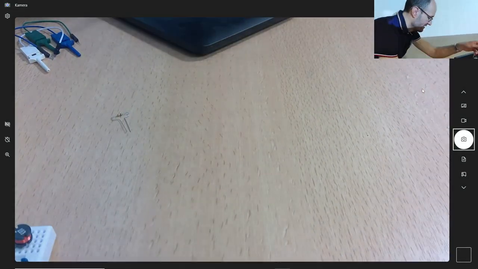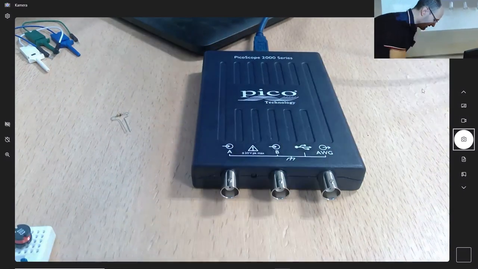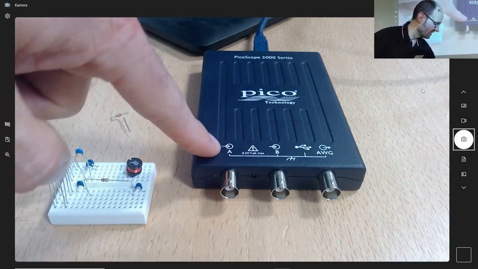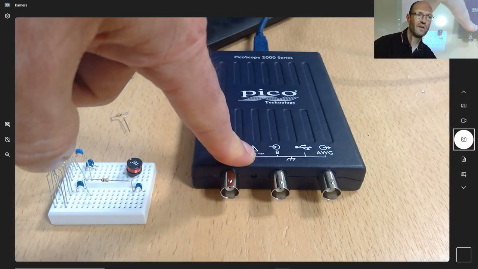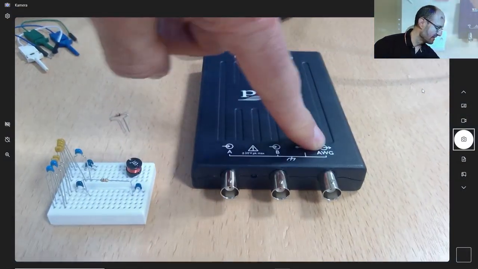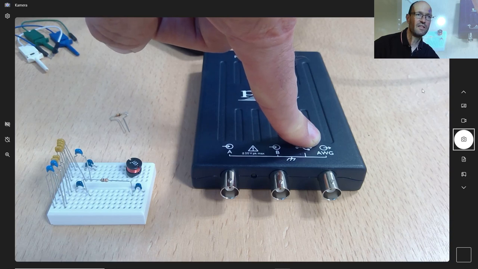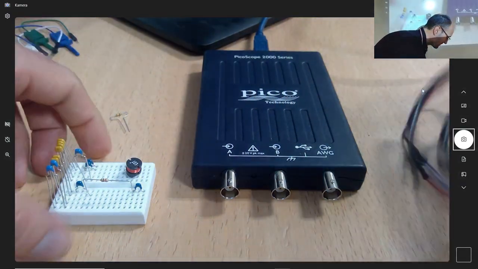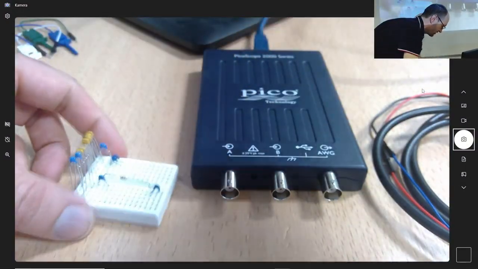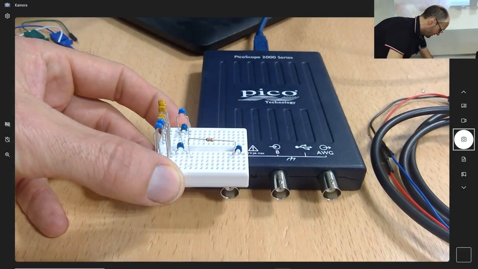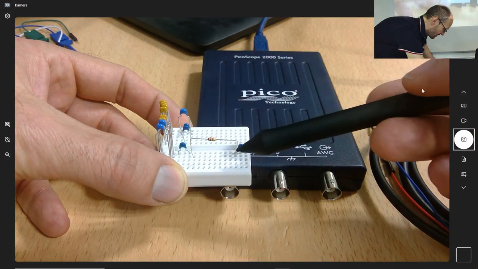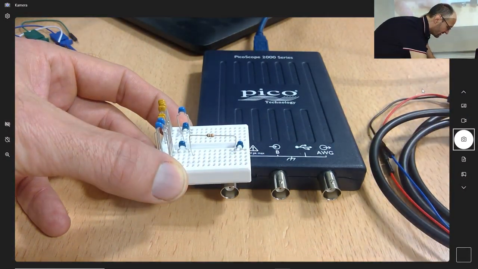And now I have a second instrument here, which is a PicoScope, some USB powered oscilloscope. And this, as you can see, has two inputs, A and B, so I can measure two channels that I will use for the input and for the output. And it has a third connector that is labeled AWG, which stands for arbitrary waveform generator. So it's a source, it's a generator. And so what I have now on the printed circuit board is the same resistor as before, and the capacitor that we had before, the 100 nanofarad capacitor.